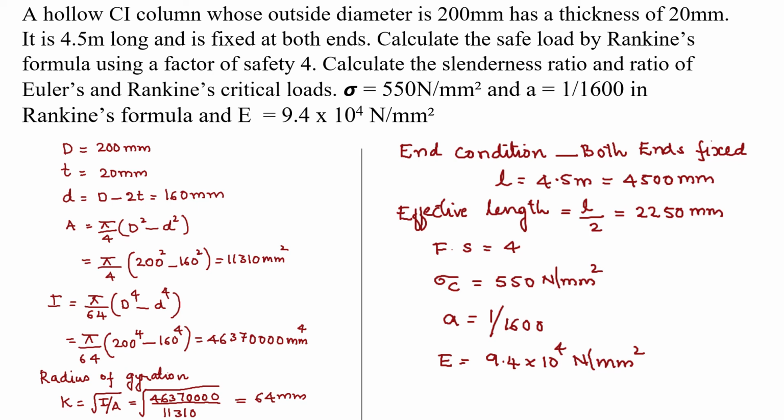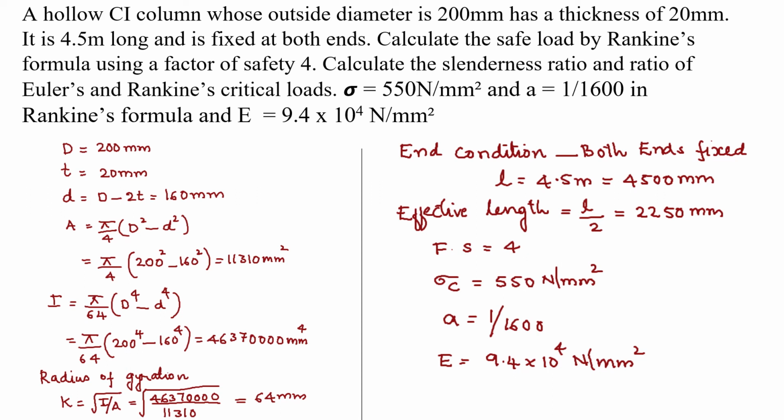Sigma is given as 550 Newton per mm square and A is equal to 1 by 1600 in Rankine's formula, and the value of E is given as 9.4 into 10 raised to 4 Newton per mm square. It is given that the diameter is 200 mm, thickness is 20 mm. From this, the internal diameter is D minus 2t, that is 160 mm.